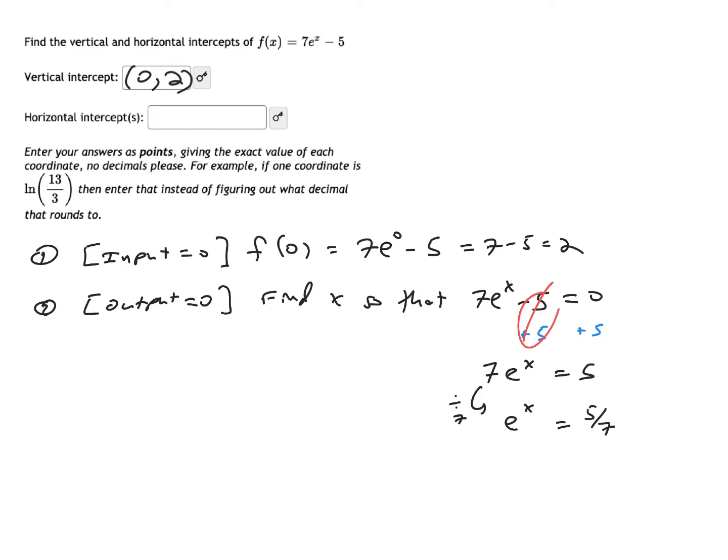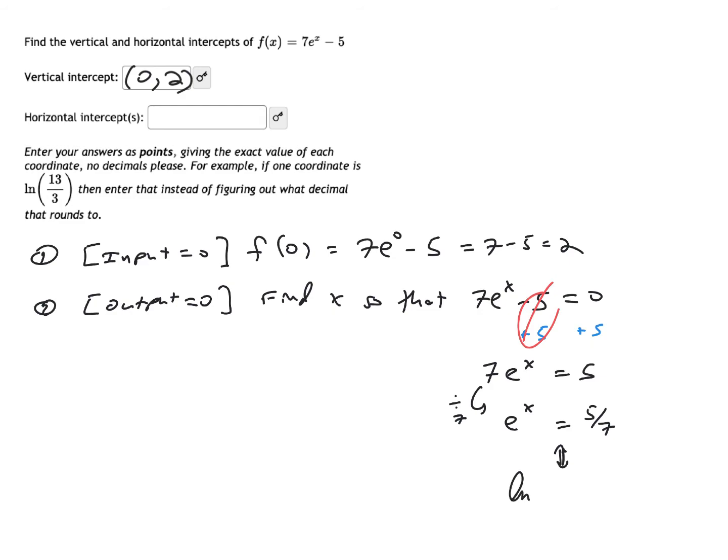And so the key here is don't get decimal approximations. Just leave everything like it is. Don't even worry about what the decimal approximation for this is. So now that this looks like our basic exponential form, e to a power equals a number, we can translate this into the equivalent logarithmic expression.